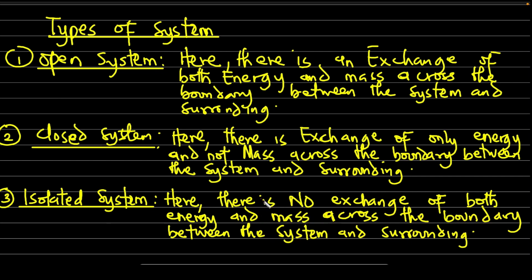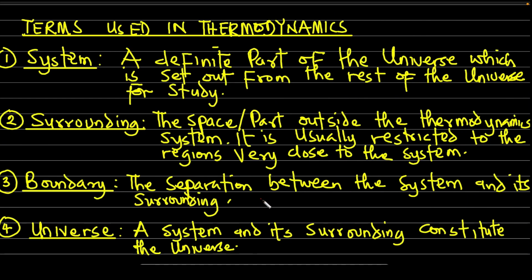In summary, I'll retake this all over again. Open system, there is an exchange of both energy and mass across the boundary. Closed system, there is exchange of only energy and not mass across the boundary. And isolated system, there is no exchange of both of them, right? Both the mass and the energy is not being exchanged. Okay, so since we've actually seen the terminologies that are made use of in thermodynamics, you should get yourself acquainted with these terms, because they might actually ask you in exams.